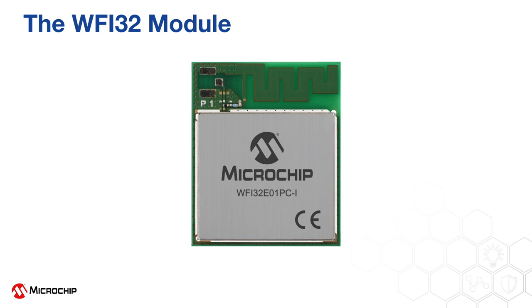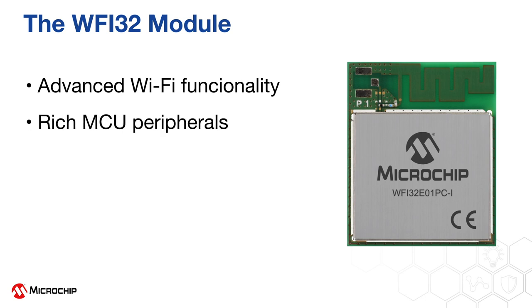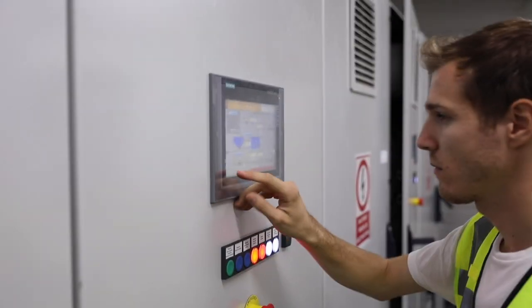The WFI32 is Microchip's latest Wi-Fi MCU, offering advanced Wi-Fi functionality and rich MCU peripherals, including 11 touch channels. In this first video of our touch series, we focus on speed.